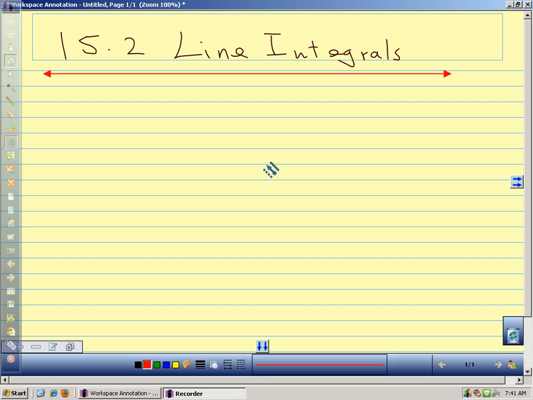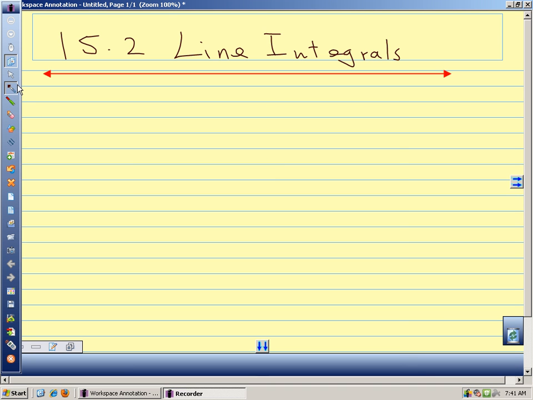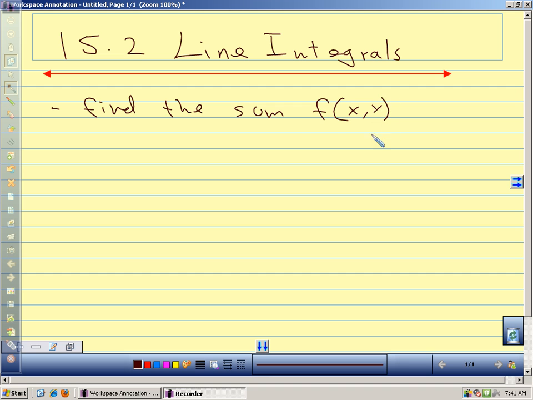So what we do for line integrals is we want to find the sum of some function f of x, y in the plane over a path or curve. And we call our curve C.